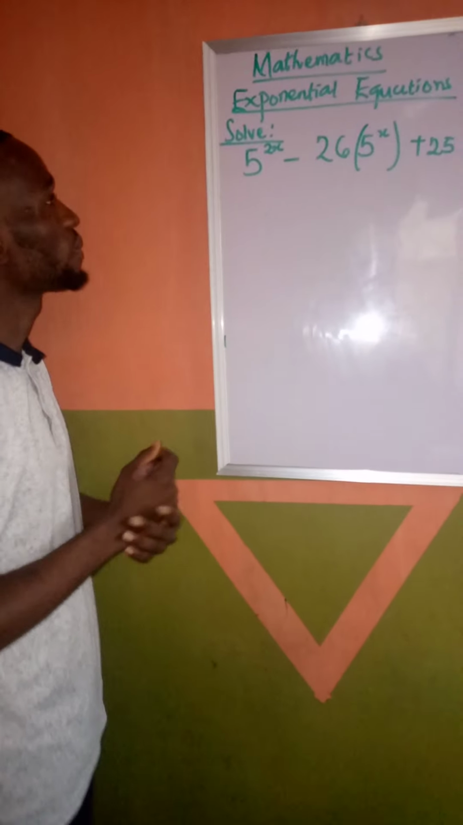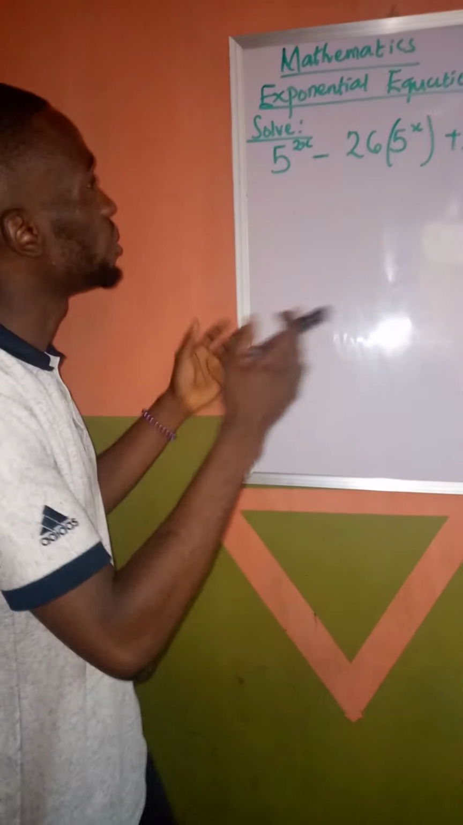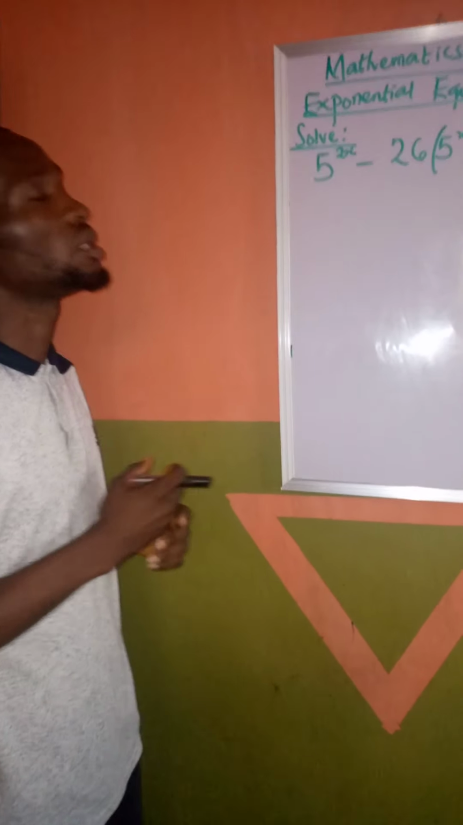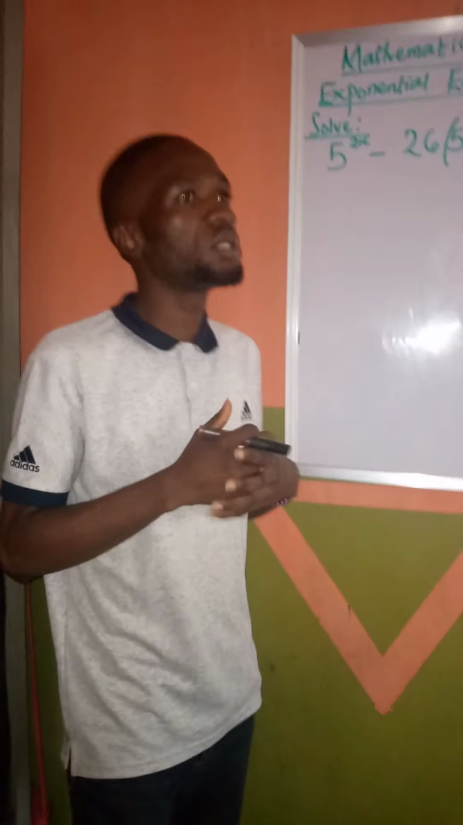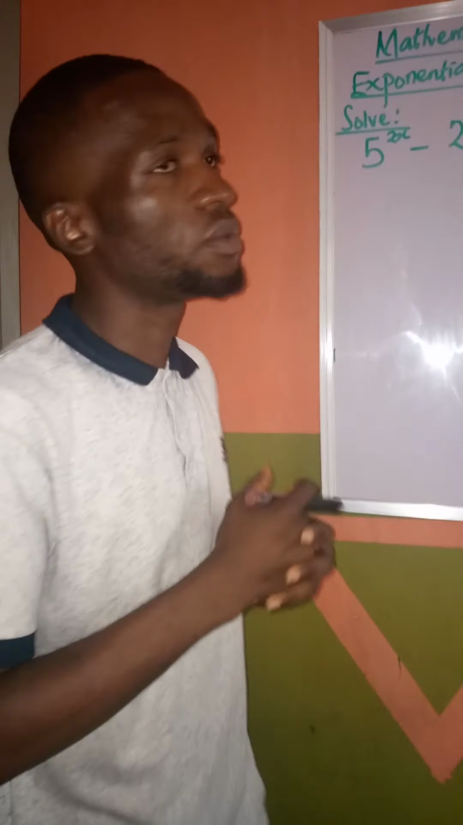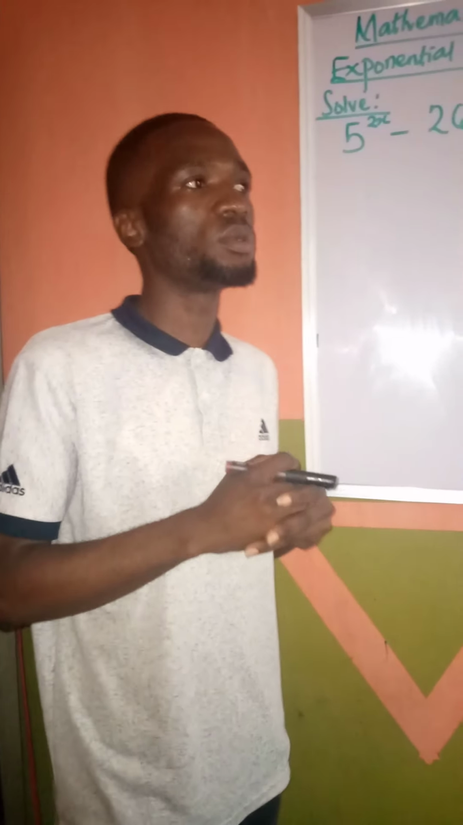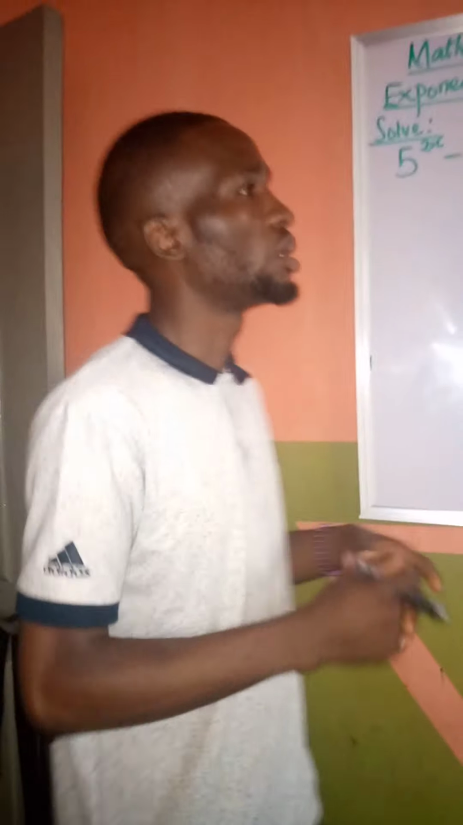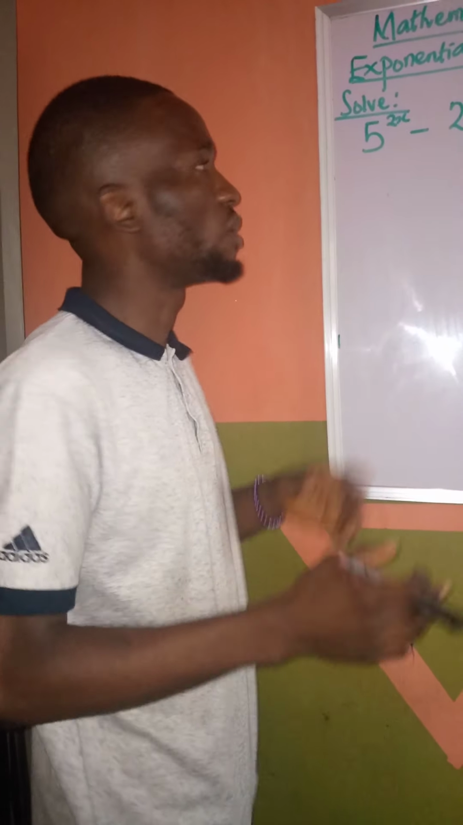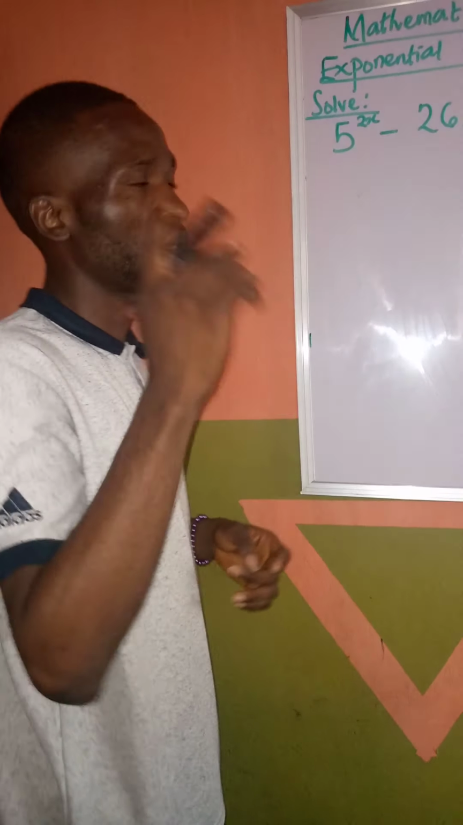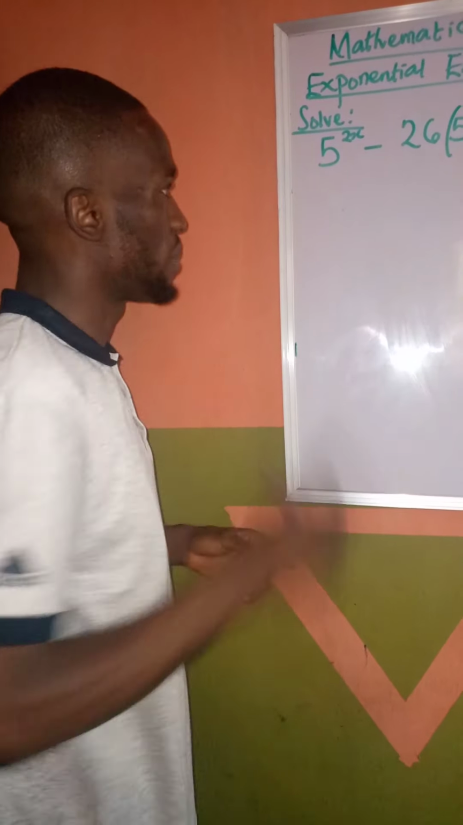My name is Dosumu. I'm here to enlighten you more on what we know as exponential equations. From our knowledge in indices, we will try to recall some of the rules that we learned, such as the multiplication rule, division rule, negative rule, zero rule, and fraction rule. So we're using some of those rules here. As I said, that rule is very important in mathematics.